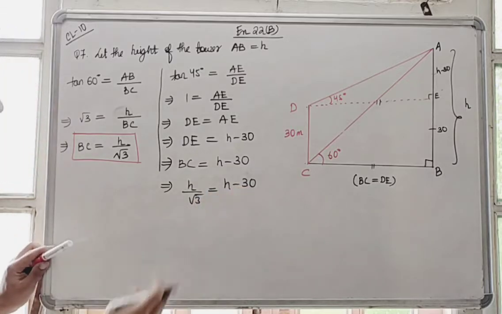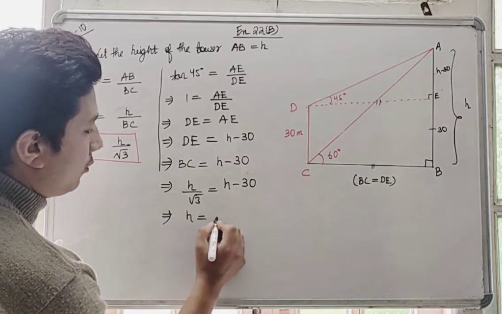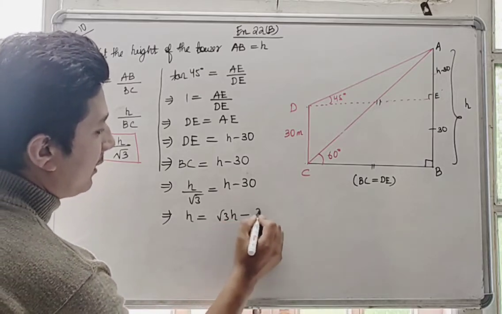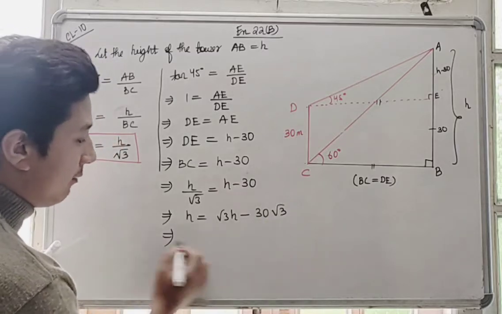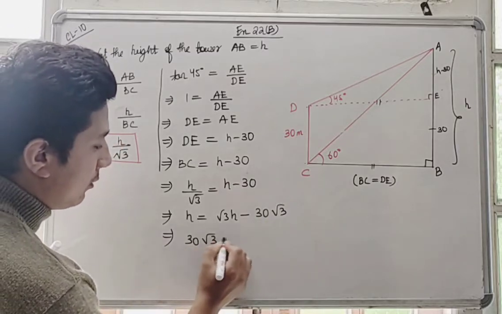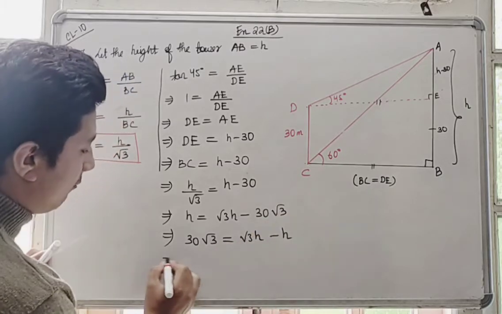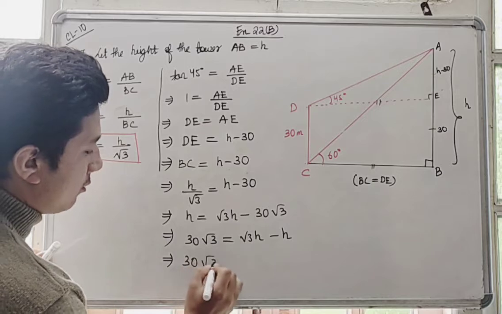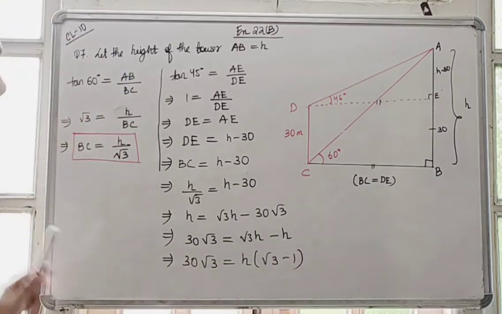So now we'll simplify. Therefore we will be getting H equals root 3 H minus 30 into root 3. So let's keep H together, bring this to this side. 30 into root 3 equals root 3 H minus H. Please take H common. So if we take H common, I'll be getting root 3 minus 1. Let us simplify it, boys. Please pause, note down till here.